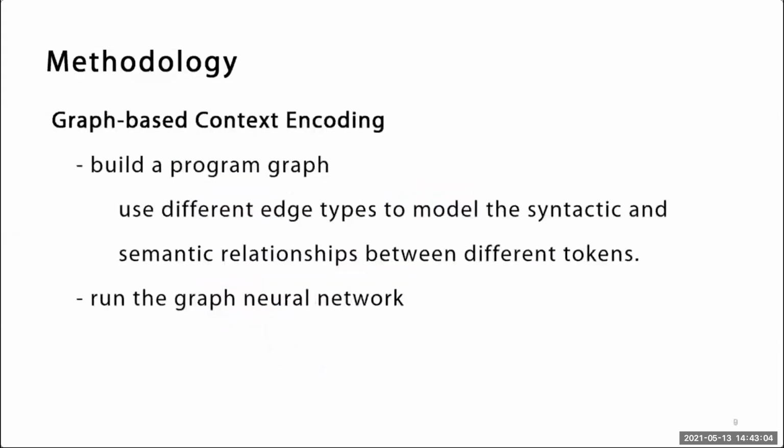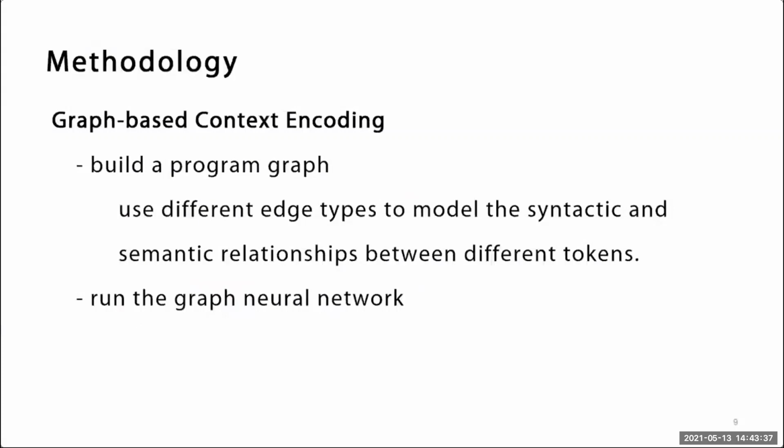After token level encoding, we need to encode as much related context information as possible. This method is divided into two steps. The first step is to build the program graph, and the second step is to run the graph neural network in an obtained graph to give a vectorized representation of the context.